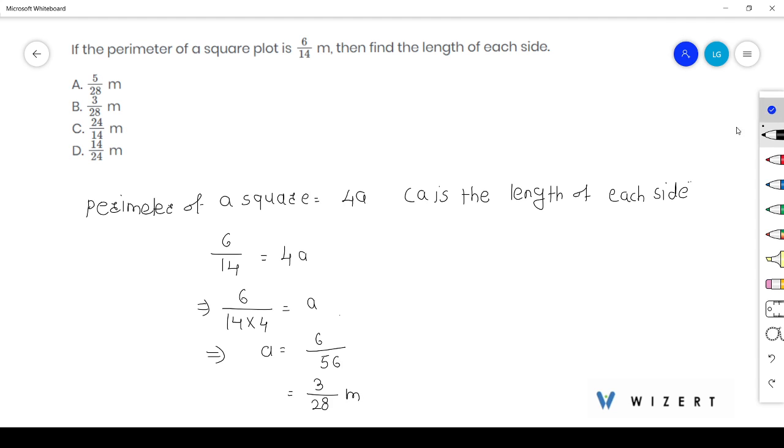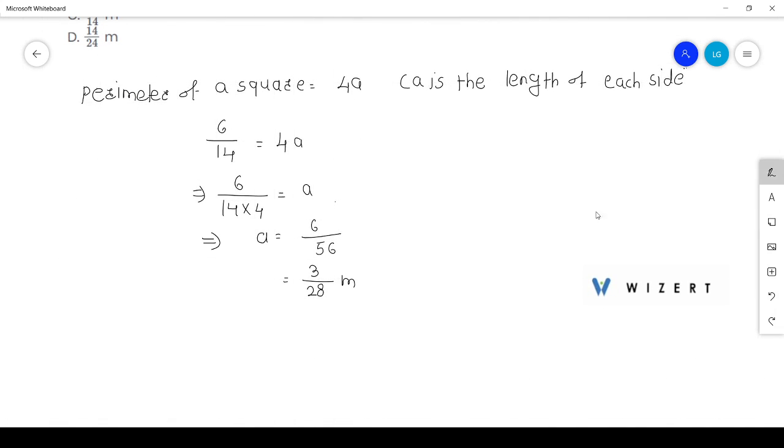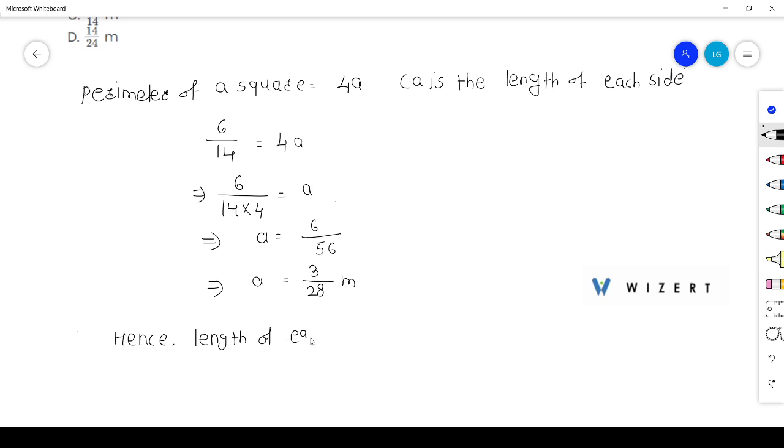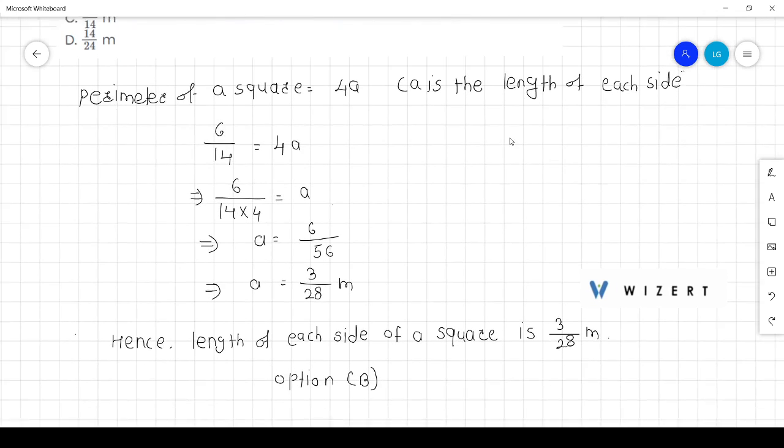Hence, the length of each side of a square is 3/28 meters. So our correct option is option B, which is 3/28 meters.